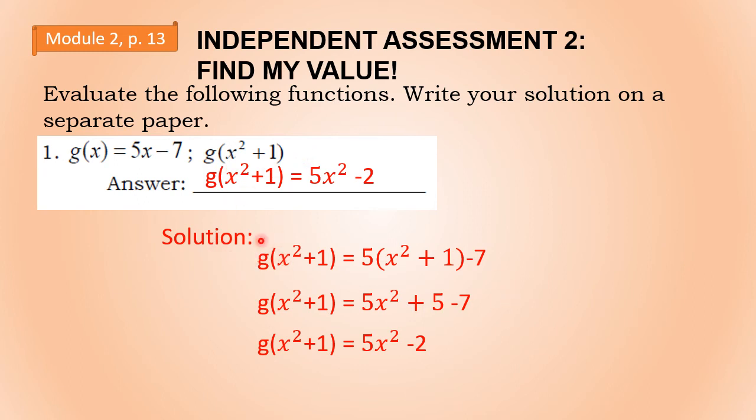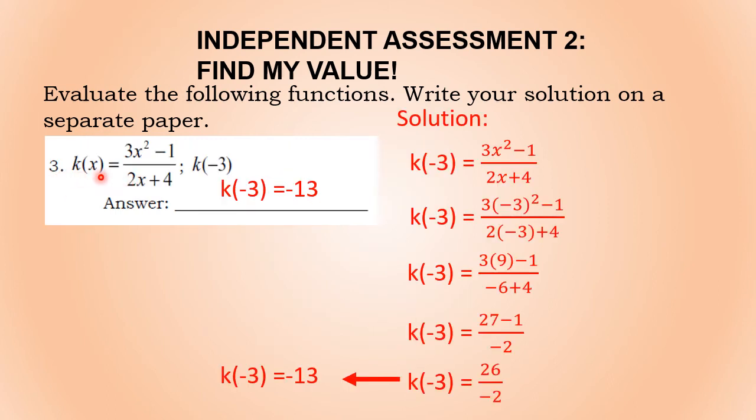So for the solution, g of x squared plus 1 is equal to 5, where we replace x with x squared plus 1, minus 7, and then we simplify. So 5 times x squared is 5x squared plus 5 times 1 is 5. And so we copy minus 7, so that would be 5x squared plus 5 minus 7. And we can still simplify 5 minus 7, and that would be 5x squared minus 2. Hence, our final answer would be 5x squared minus 2.